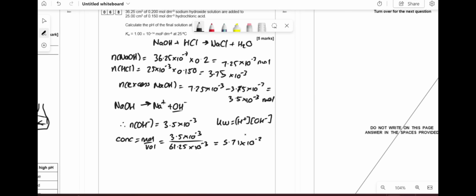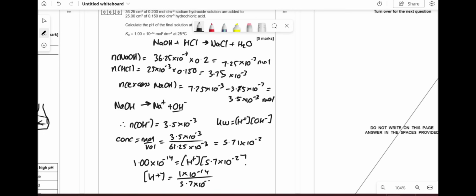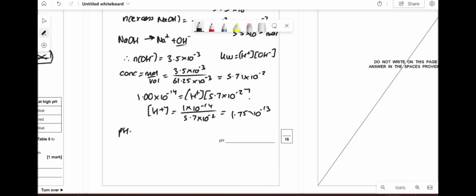Now you slap it into this equation. They told you Kw is 1.00 times 10 to the minus 14, and that equals the concentration of H+, sorry, times 5.7 times 10 to the minus 2. So the concentration of H+ equals 1 times 10 to the minus 14 divided by 5.7 times 10 to the minus 2, which is 1.75 times 10 to the minus 13. Now you've got the H+, you slap it into the pH formula, so pH equals negative log to the base 10 of your answer, which is 12.76 to 2 decimal places.